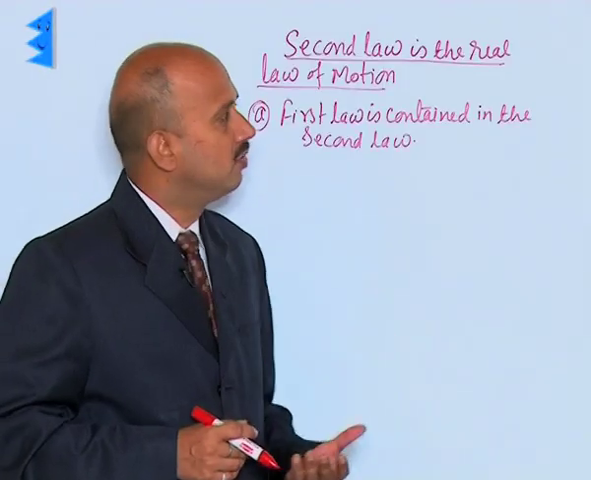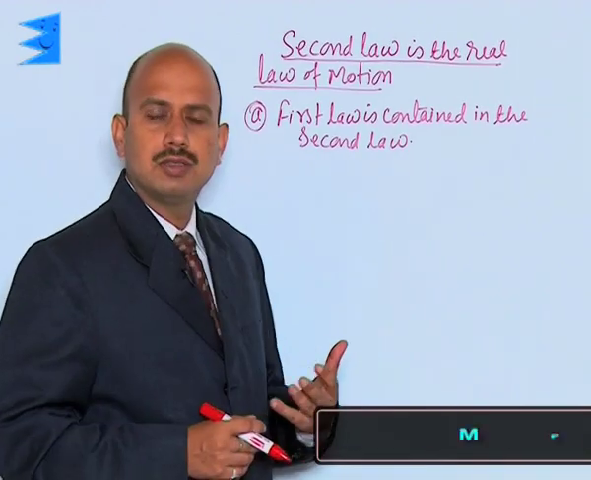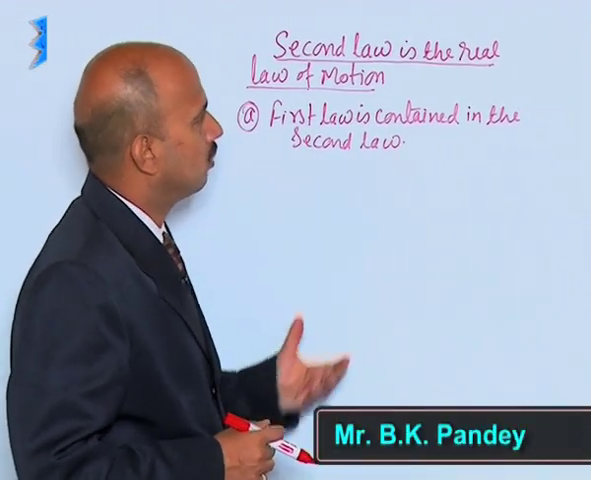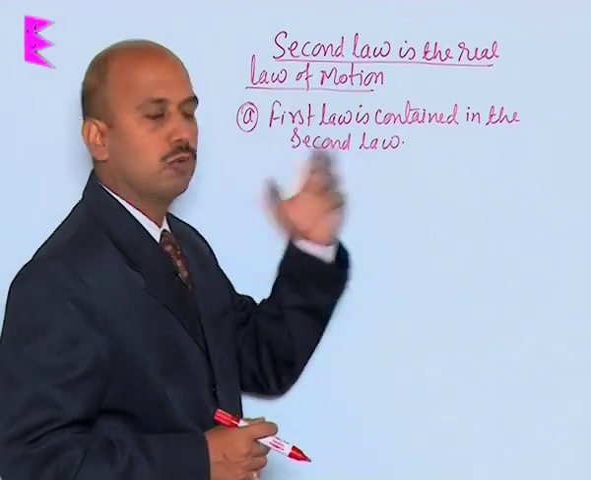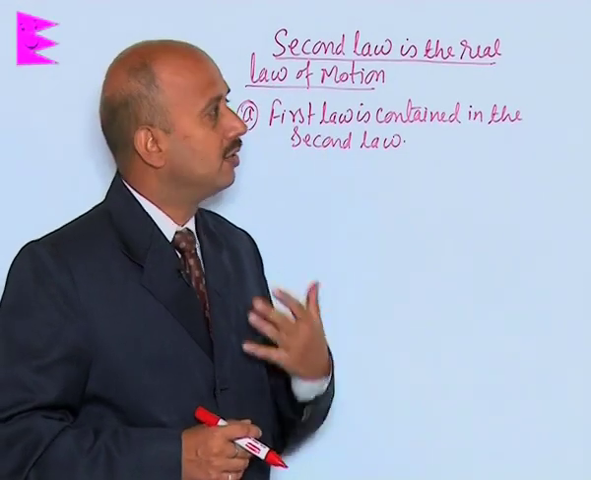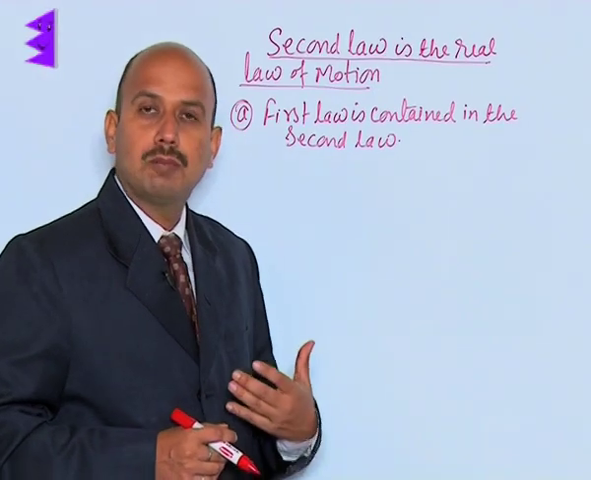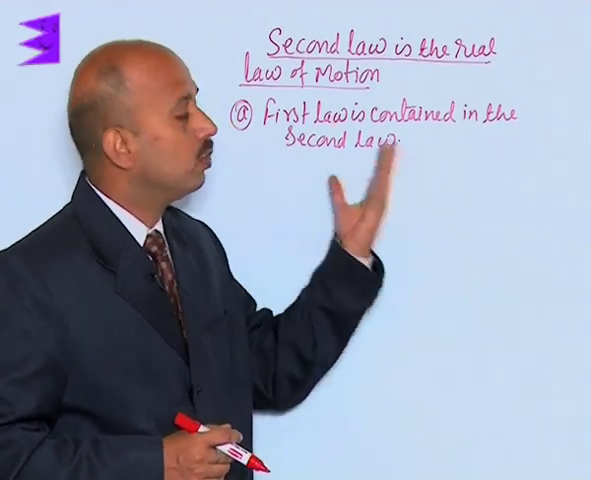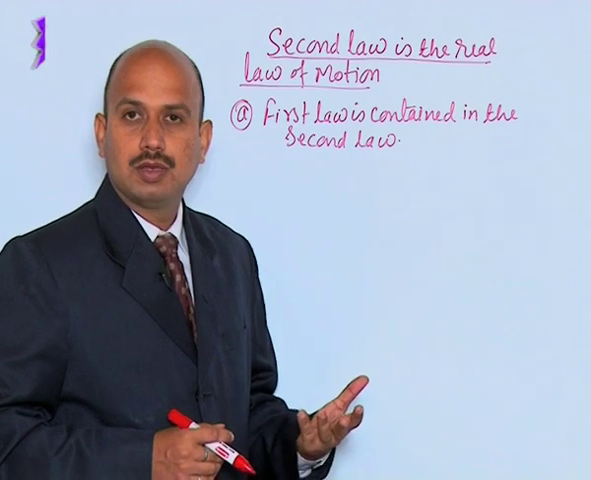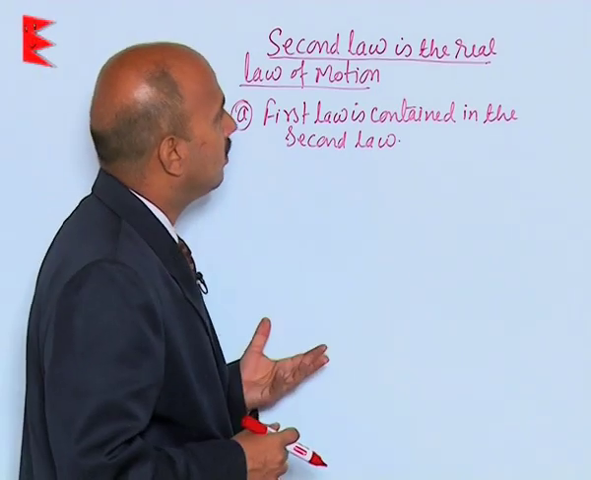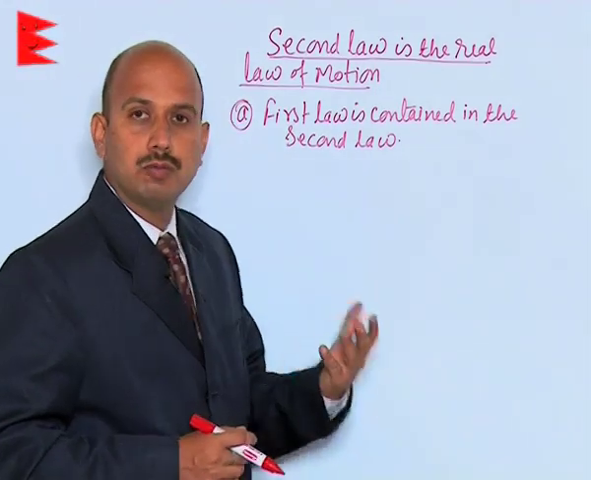Now see here, this is another part, and actually this can be taken as an example also. The second law is the real law of motion. This is the explanation. Actually, we have to show that the first law and third law both are derived from Newton's second law of motion. That's why we can say Newton's second law of motion is the real law of motion.